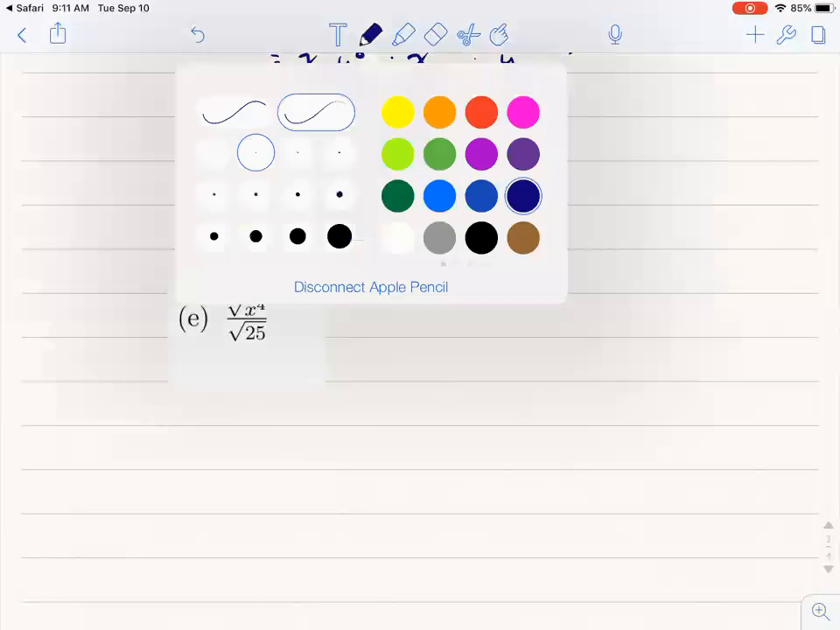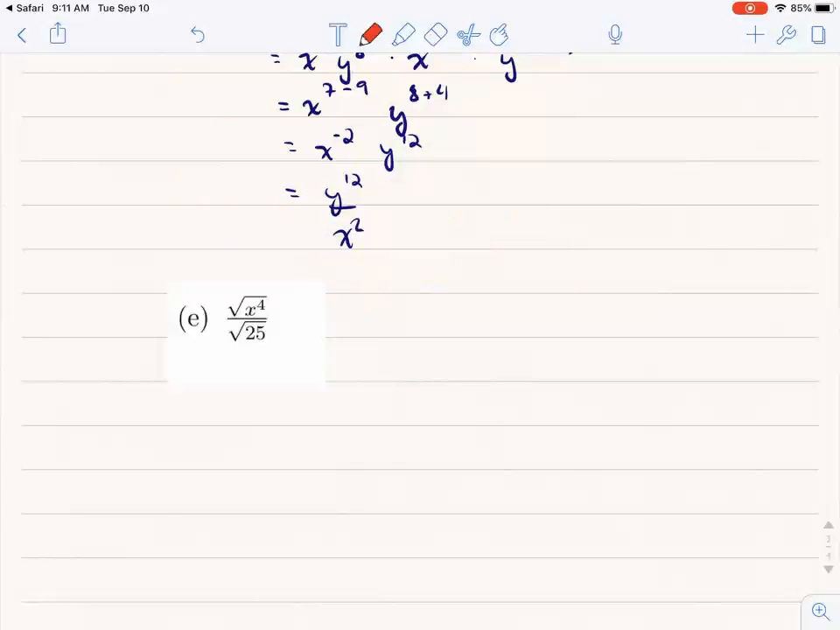But if you want some practice here, before I forget, it's in the worksheet called Radical Expression Practice. And that's for E and F.